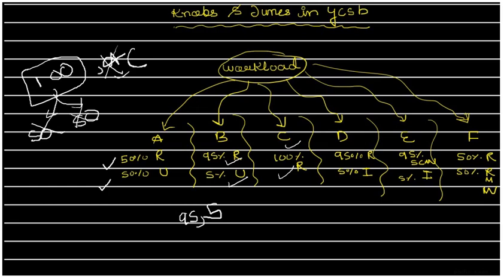Similarly, we have workload D, which contains 95% read and 5% insert operations. We have workload E that contains 95% scan operations and 5% insert operations. We have workload F that contains 50% read operations and 50% read-modify-write operations. So that's how these workloads are defined.